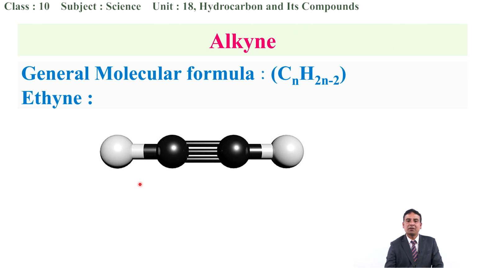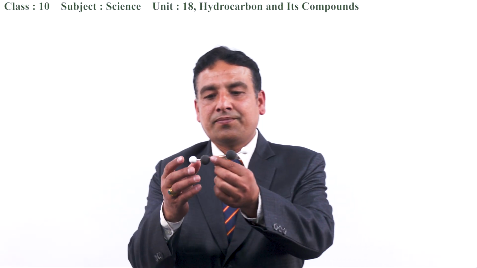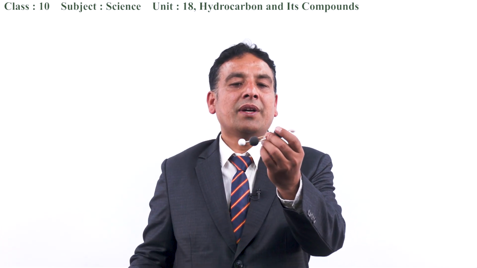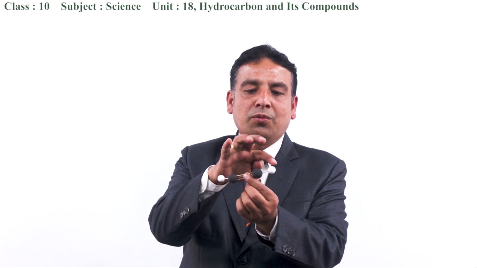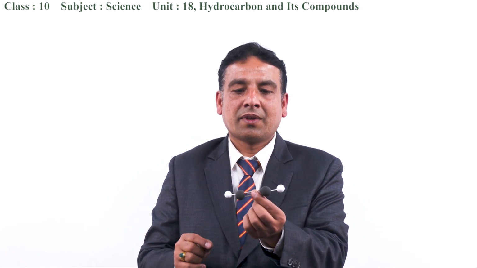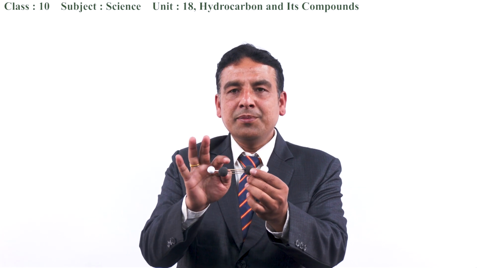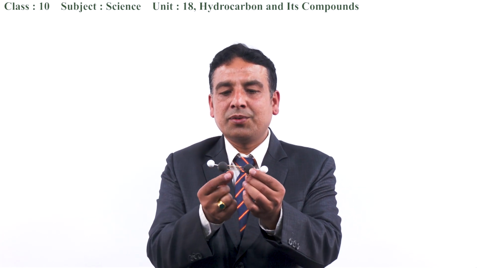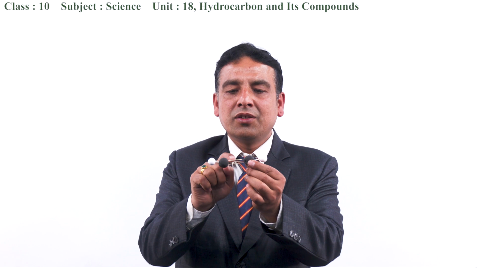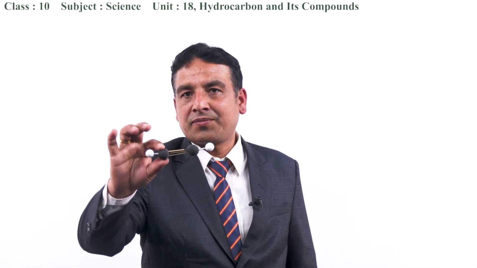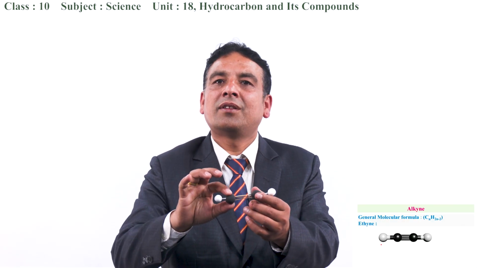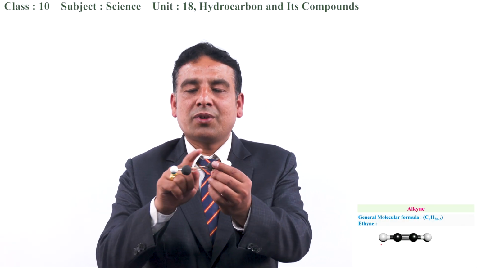This is the model. The black ball represents the carbon atom, and the white ball represents the hydrogen. So the structure looks like this. I have made this structure with the help of clay. There are 2 white balls as you have seen on the screen, and these 2 black balls represent the carbon atoms. They have been connected with 1, 2, 3 sticks. There are 3 sticks between the 2 black balls, and these 3 sticks represent the number of bonds present between these 2 carbon atoms.